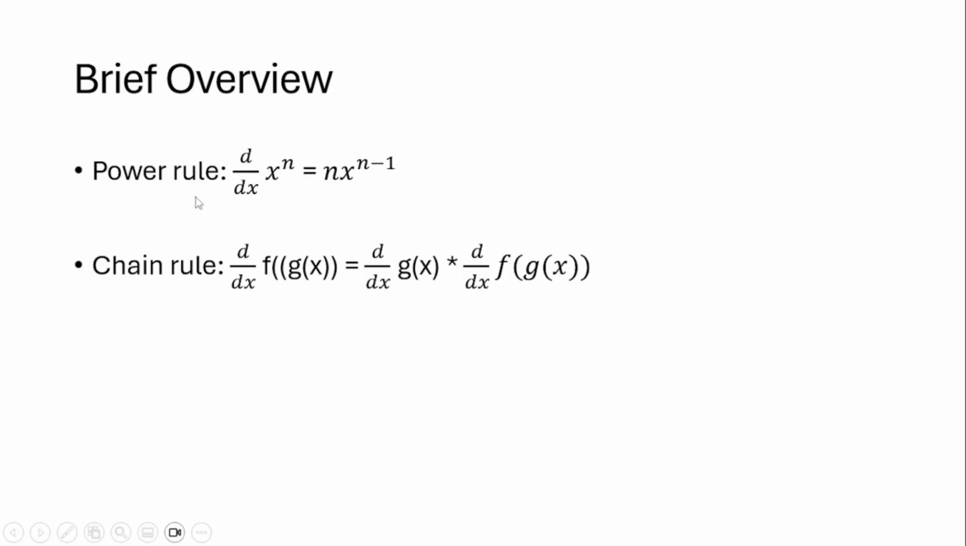Initially you should already kind of know the power rule. That would be the derivative of x raised to the n is equal to n times x raised to the n minus 1. And the chain rule, which is the main point of the video, is the derivative of f of g of x is equal to the derivative of g of x times the derivative of that f of g of x that we originally have. It looks a little bit confusing, so we'll go into the first example to really just see how this works.